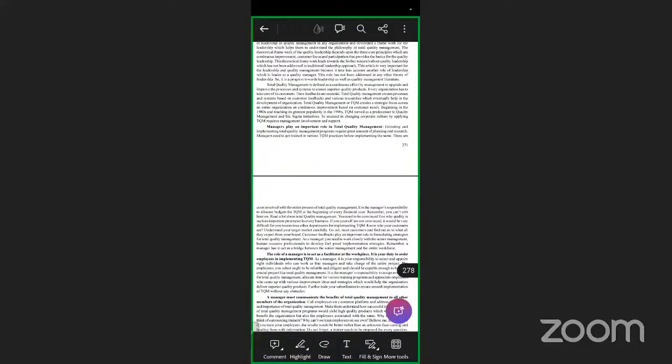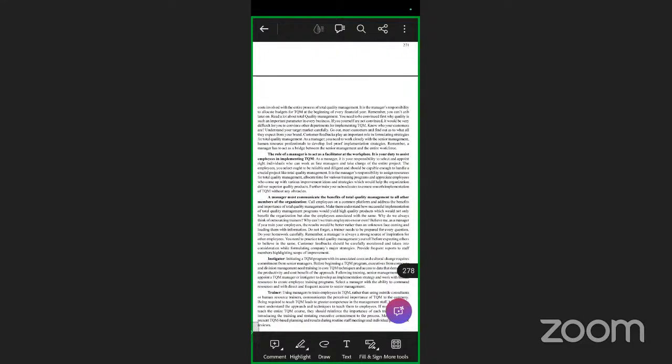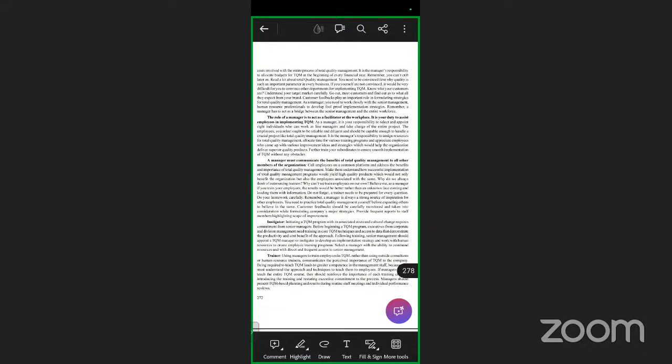There are costs involved in the entire TQM process, so it is the managers' responsibility to allocate the budget. After budget allocation, they need to train the managers, like middle level management and top level management. The role of a manager is to act as a facilitator at the workplace. It is your duty to assist the employees in implementing TQM.